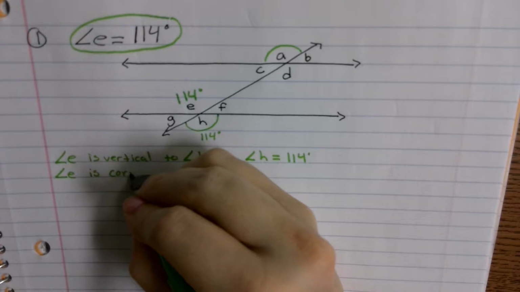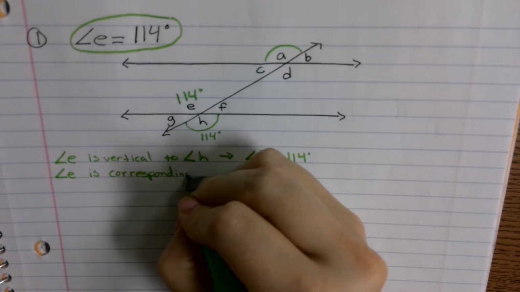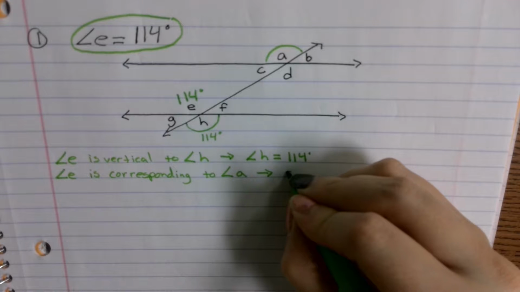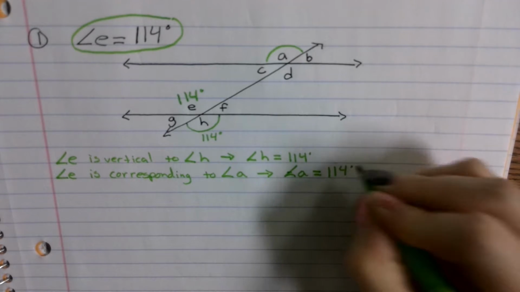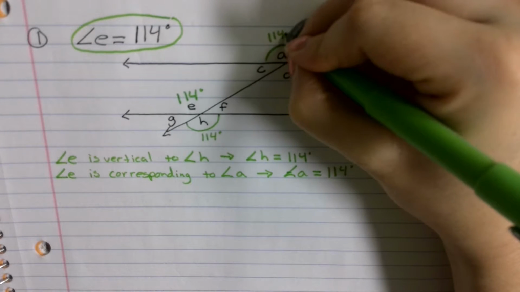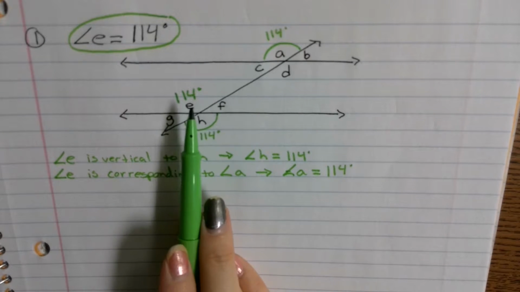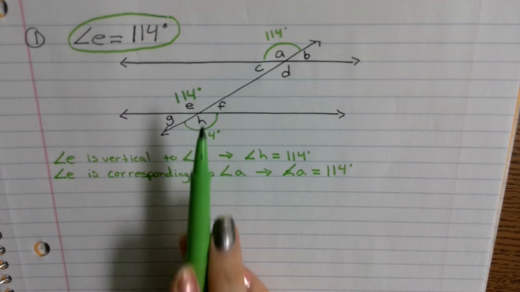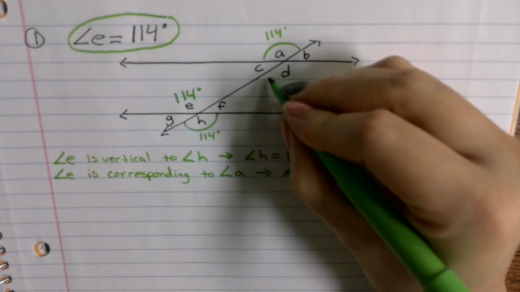Corresponding. Angle E is corresponding to angle A. So that means angle A is also equal to 114 degrees. Okay, there's one other relationship, one other angle that has a relationship with angle E. What other angle has a relationship to E? Sanaya? D. And what relationship is that, Sanaya?